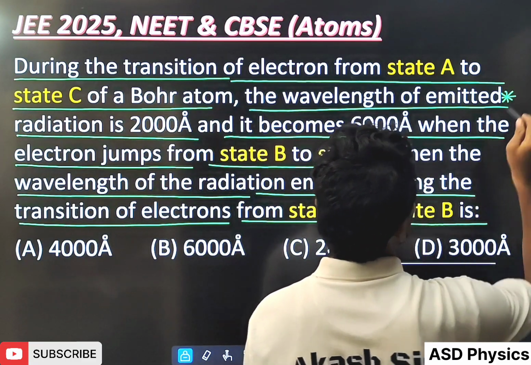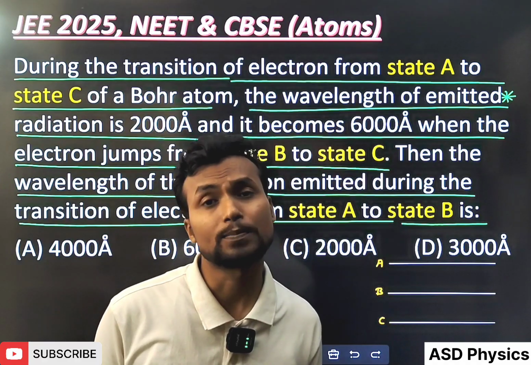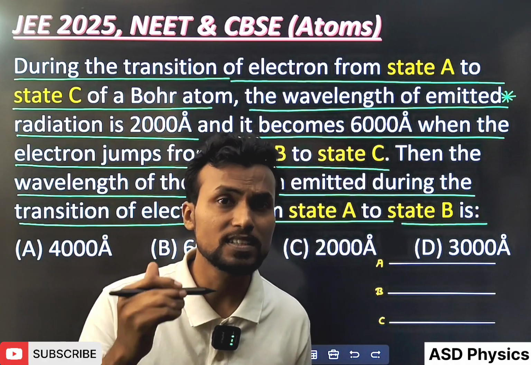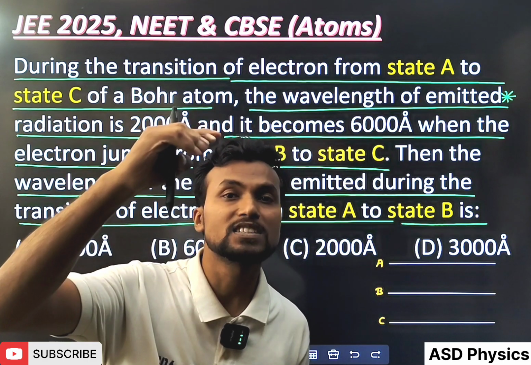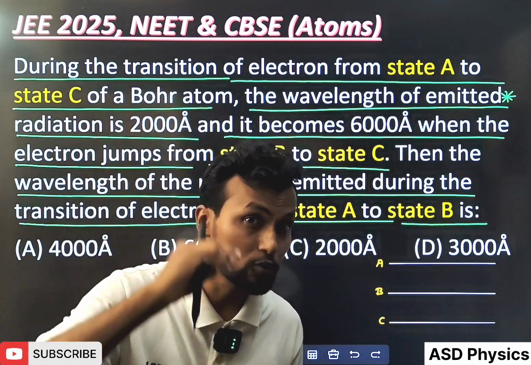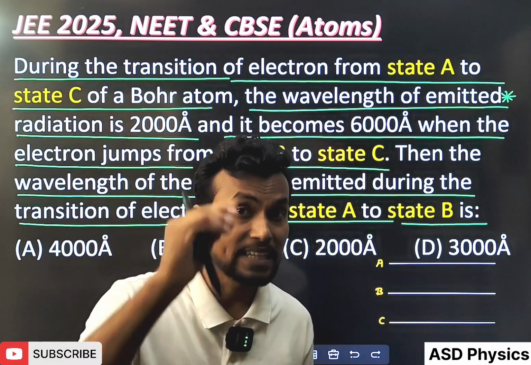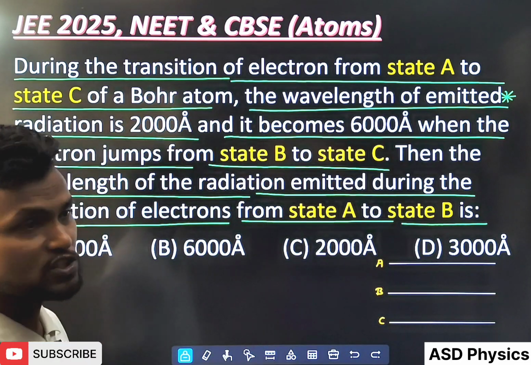What is going to happen? The photon is going to be emitted. In this chapter, when you see the spectrum: when the electron goes from a low energy state to a high energy state, there will be an absorption spectrum. And when it comes from a high energy state to a low energy state, in that situation an emission spectrum will be there. And here we are talking about the emission spectrum.